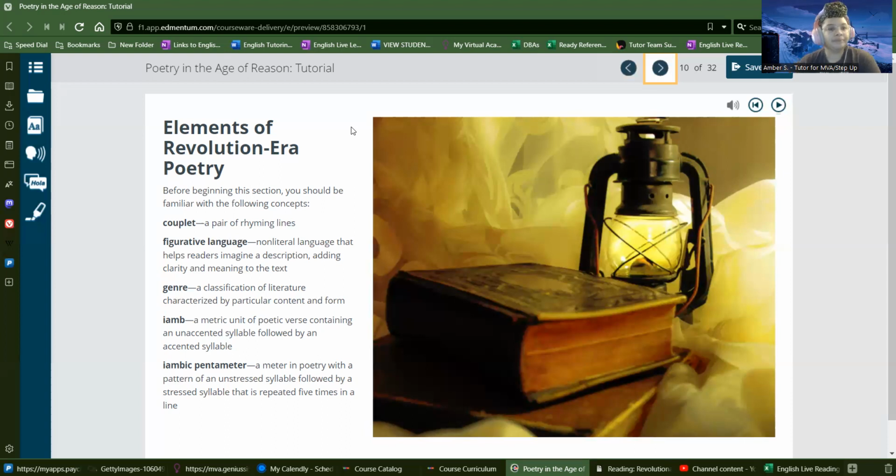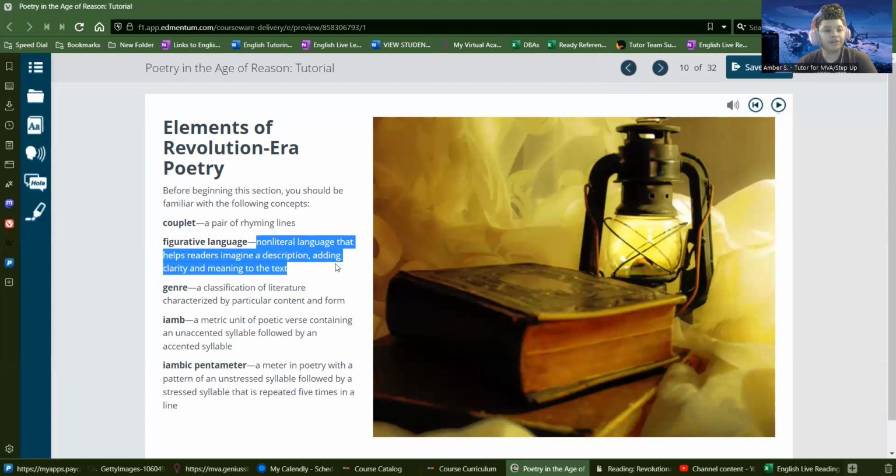So really quickly, a couplet is a pair of rhyming lines. That's it. Figurative language is non-literal language that helps readers imagine a description, adding clarity and meaning to the text.